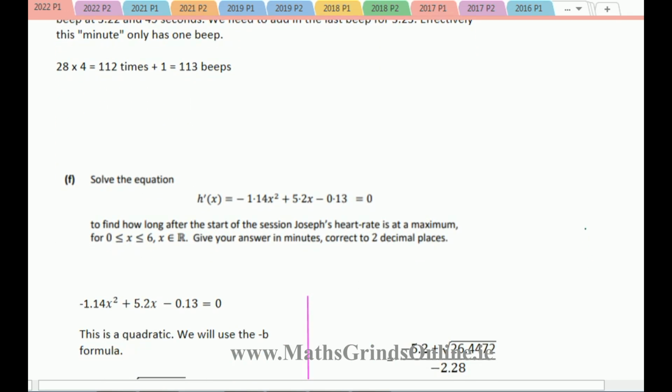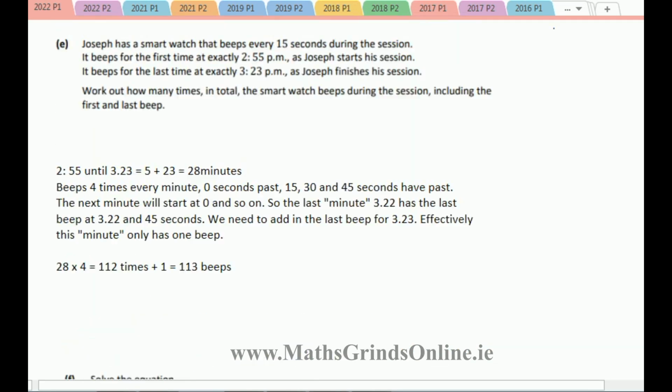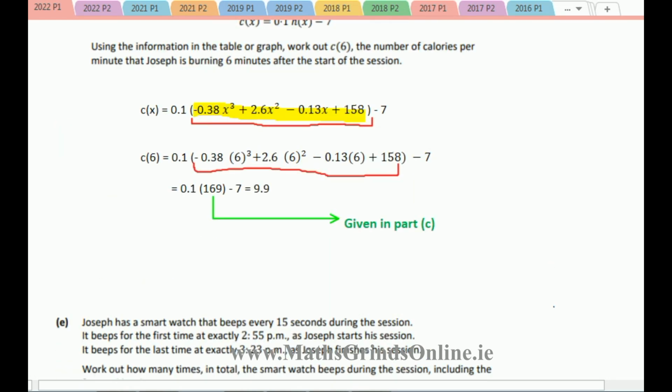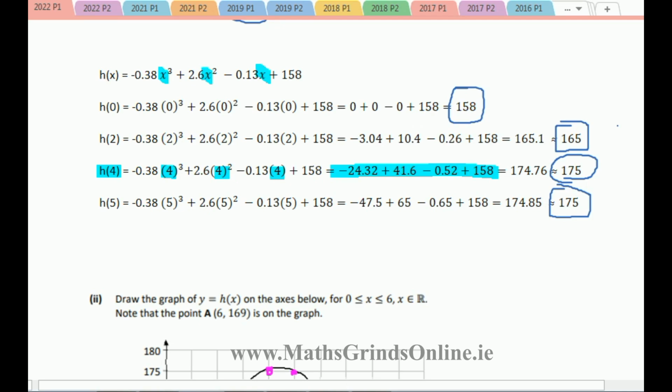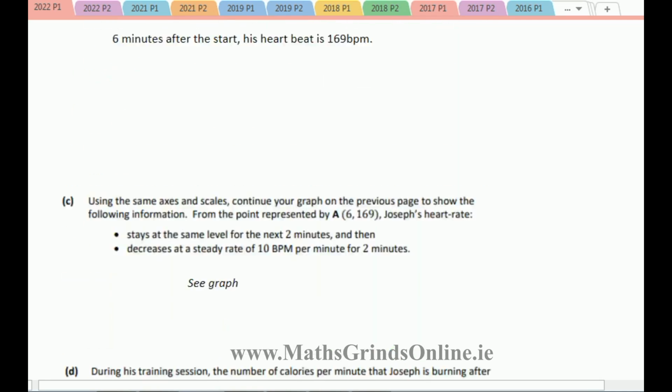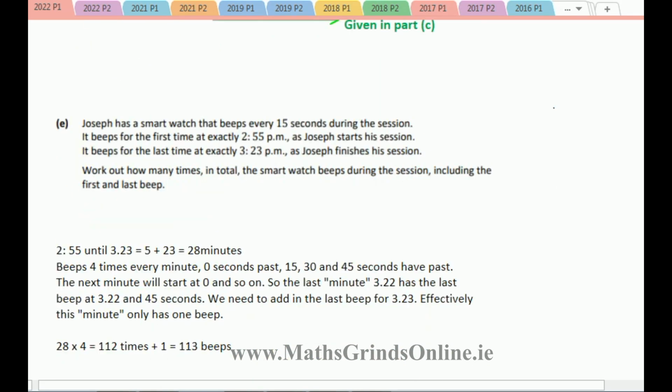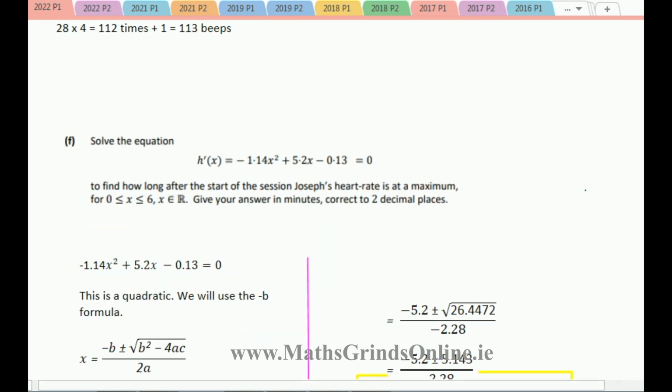Okay, solve this equation. Now, previously up above we've seen h(x). We've been working with h(x) up here. And all of a sudden the actual exam paper, they haven't asked us to differentiate, they have differentiated this, and now we have to solve it. Okay, how do you solve an equation like this?